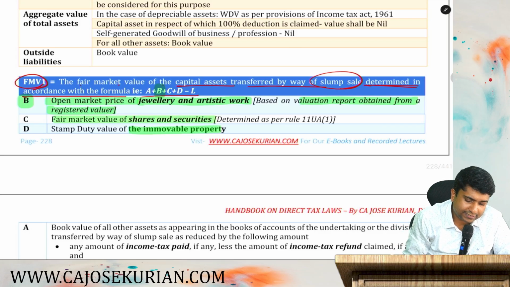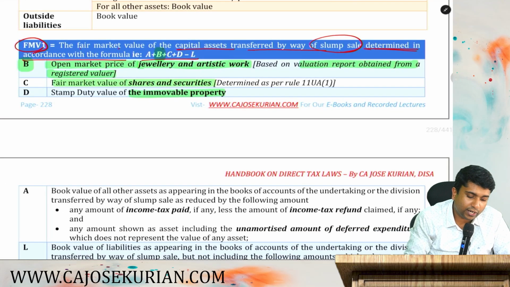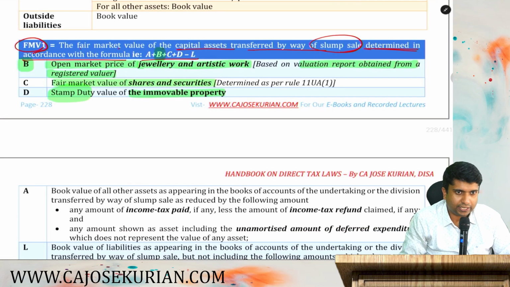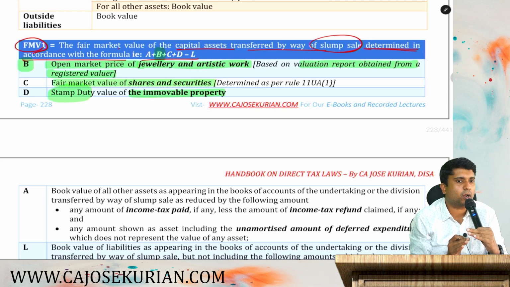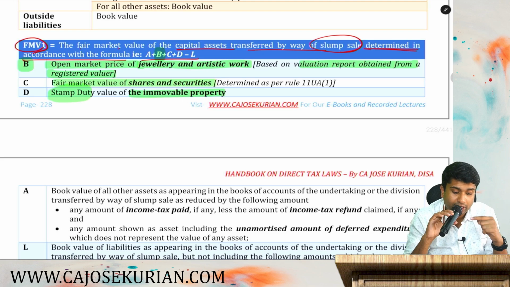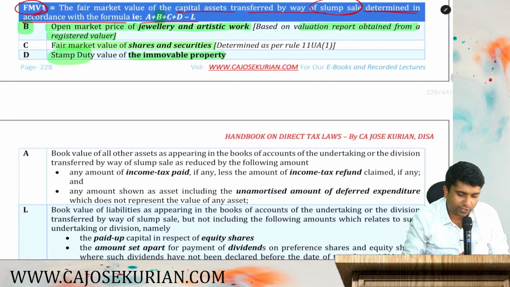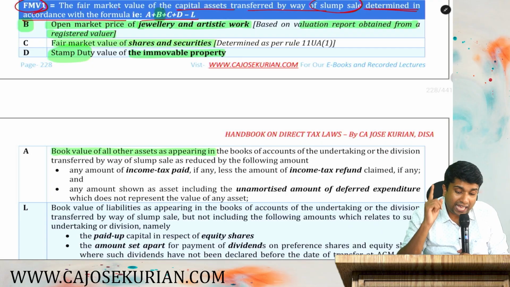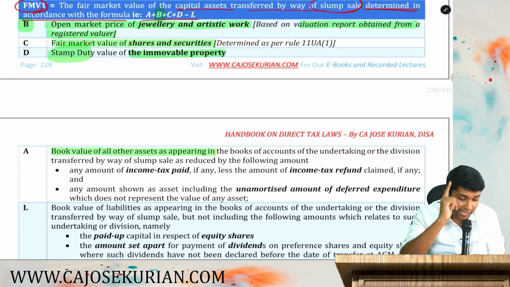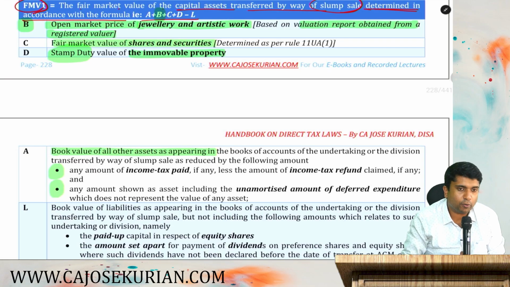Say the next asset is an immovable property. Then what value? Stamp duty value. If your balance sheet has some immovable property, then you should take stamp duty value. So we have B, C and D. Then what will be A? For all other assets, you take the book value excluding these two assets. While computing FMV1, you can ignore these two assets.